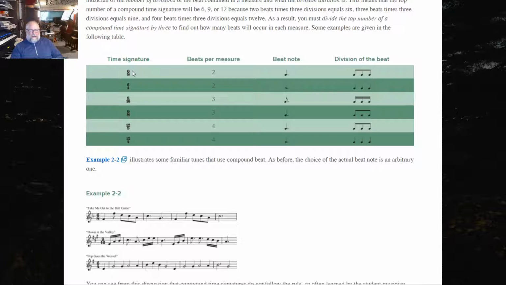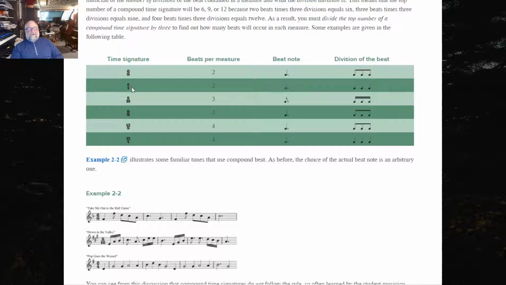Say that right now. In compound time, we feel the beat as groups of three notes. The beat is felt in groups of three. So we combine those three notes to make one beat.